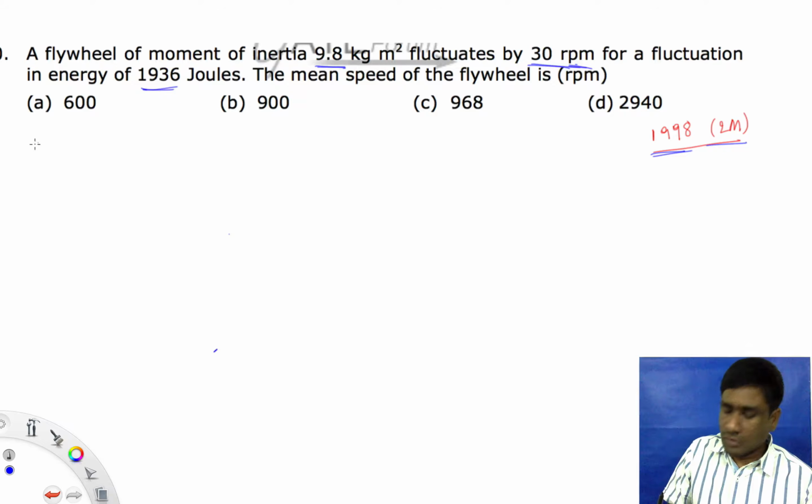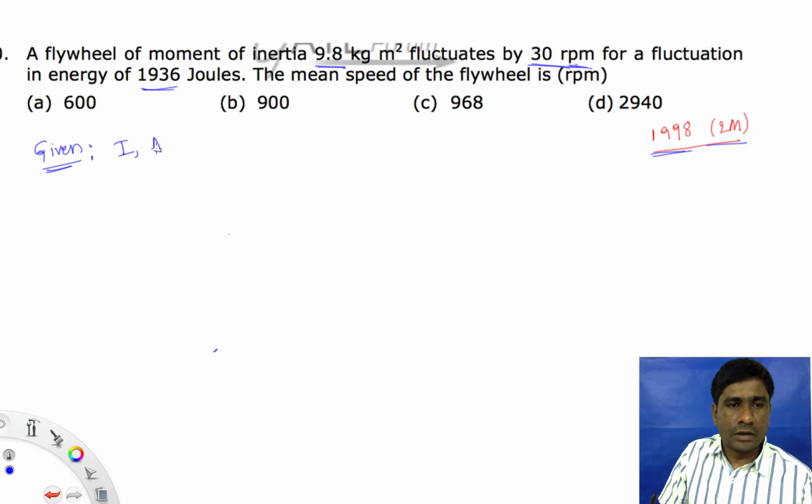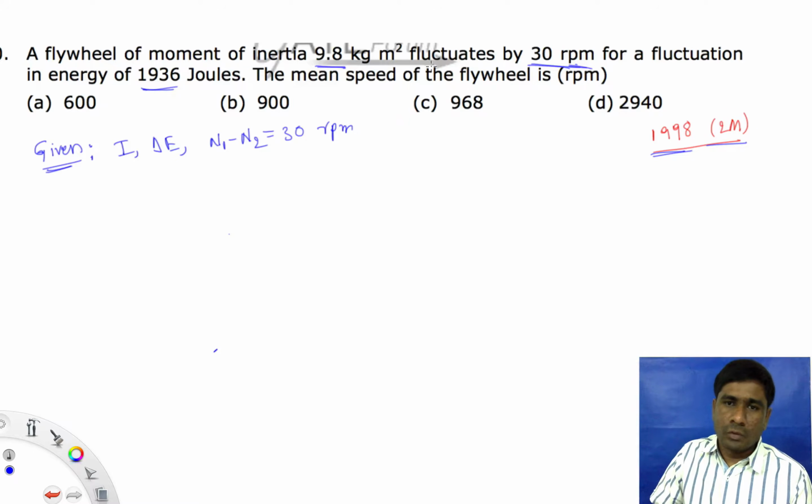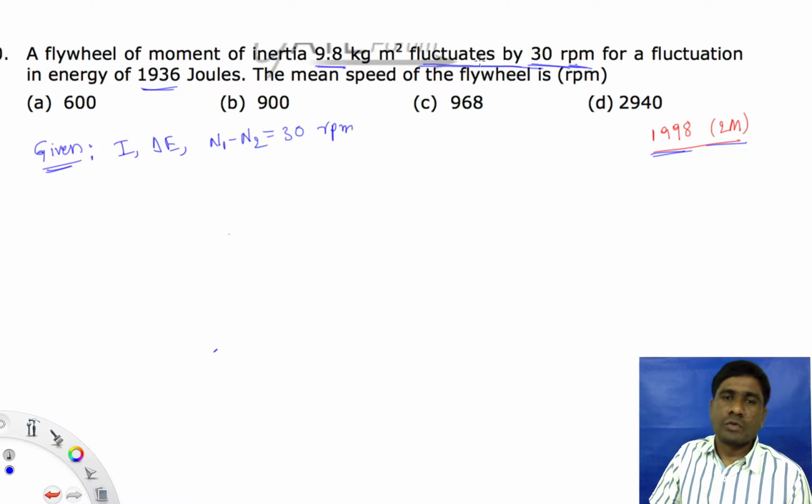So first let's write down the given variables. I is given, delta E is given, and they have given N1 minus N2 equal to 30 rpm. So fluctuates by 30 rpm. That means omega 1 minus omega 2 if it is in radian per second, but here it's mentioned in rpm, so this is N1 minus N2. This is nothing but speed fluctuation.